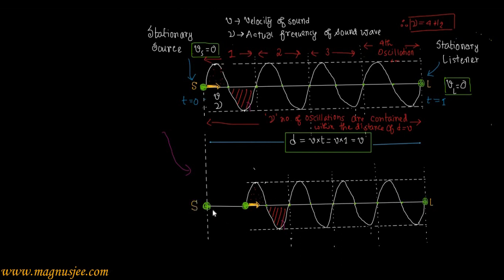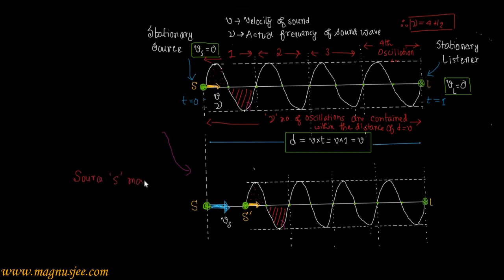Now in the second case, S be the source of sound, and it will travel with a velocity vs towards the stationary listener. Vs is the velocity of the source of sound, and the source of sound travels from S to S prime in 1 second with the velocity vs.